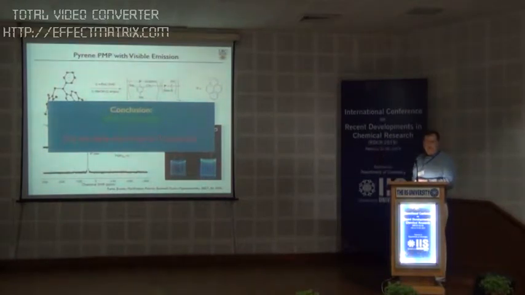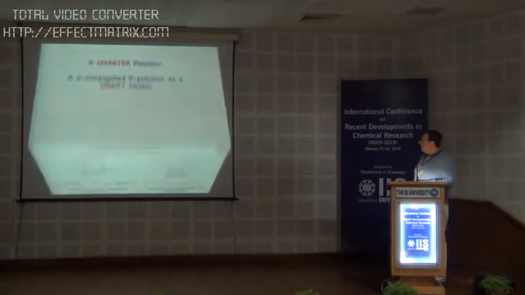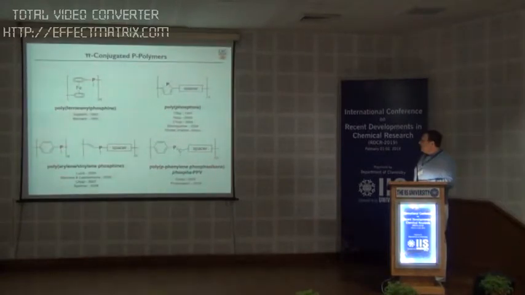It can say, I've reacted with oxygen, you can see the blue. But we want to make something that's even smarter. So to do that, we want to actually put the chromophores in the backbone of the polymer, and the phosphorus in the backbone. And if we can put both of them in the backbone, it should make it much more sensitive. Now to do that, we need to make something that we call a pi-conjugated polymer.